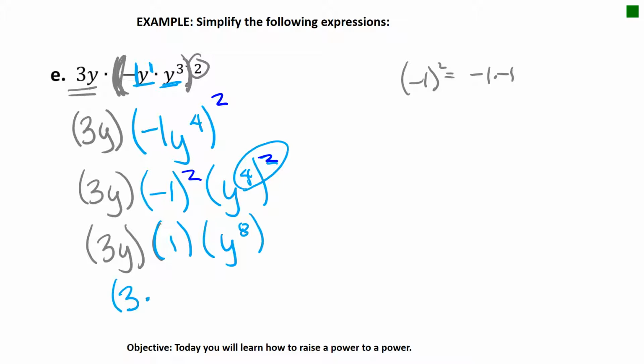Then we've got a 3 and a 1. We've got a y to the 1st and a y to the 8th. 3 times 1 is 3. Now we're back to adding, and 1 plus 8 is 9.